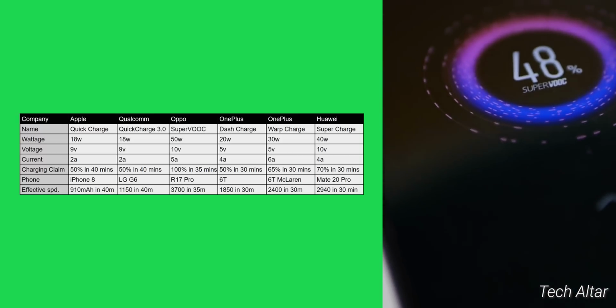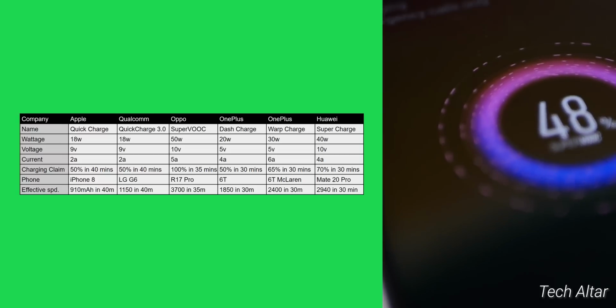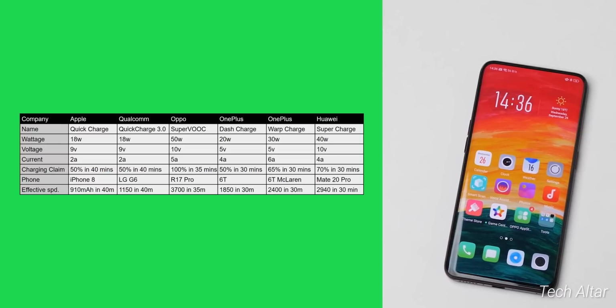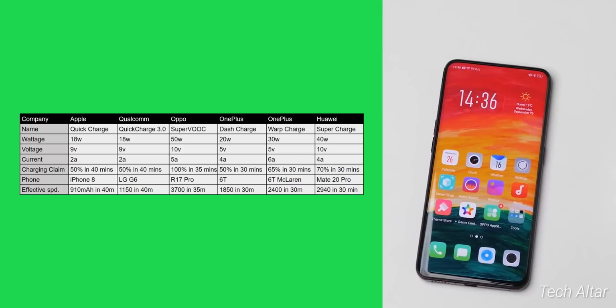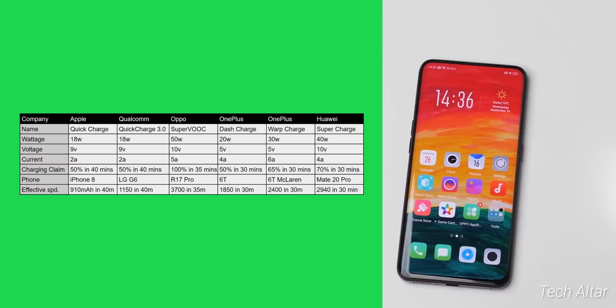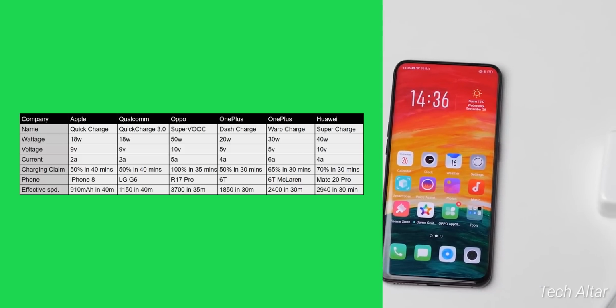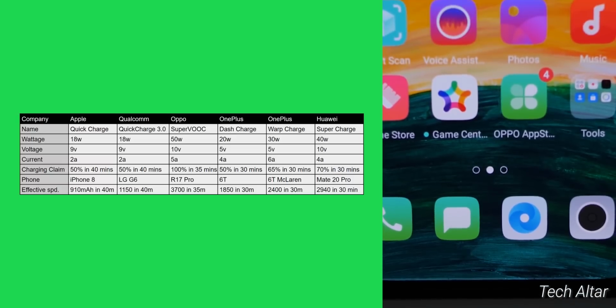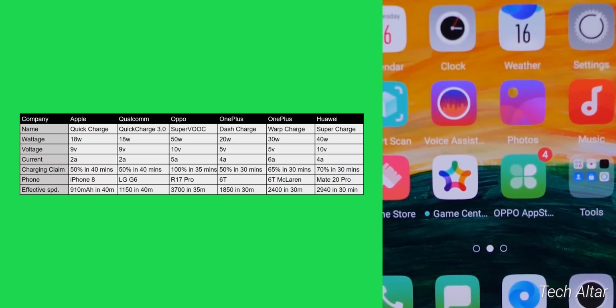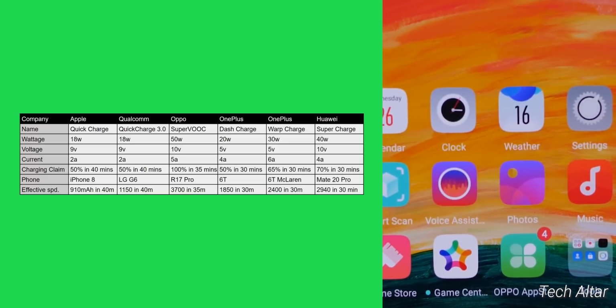With 3,700 mAh in just 35 minutes, it's absolute madness that is the Oppo SuperVOOC technology. It's a 50 watt technology providing 10 volts at 5 amps and is widely praised by many, including Sir Martin of TechAlta. It's a shame that many Oppo phones don't make it here to the UK, as this kind of charging speed would be ideal for me right now.